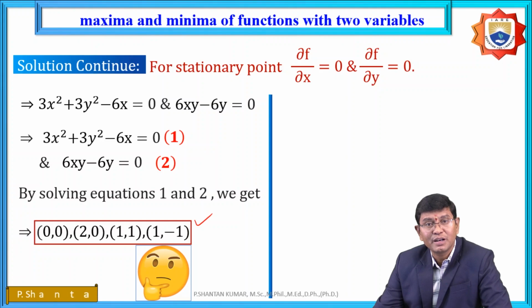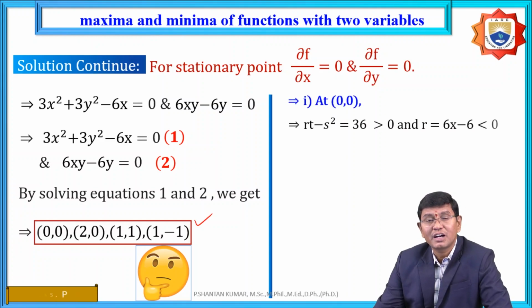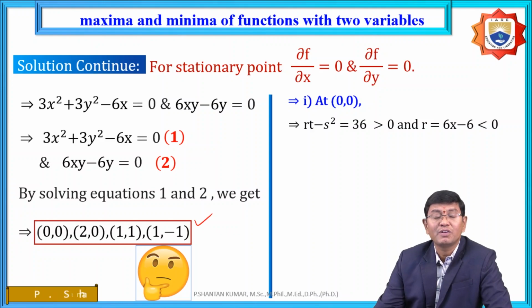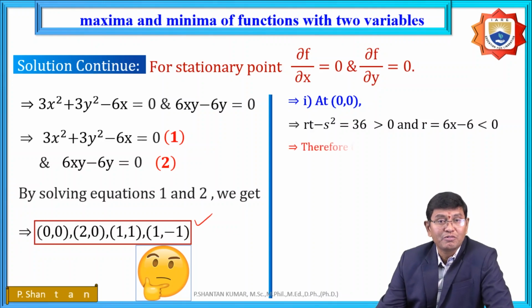Now we need to check these 4 stationary points with the help of r, s, t. At the point (0, 0), the value of rt minus s square is greater than 0, and r is less than 0. That means rt minus s square greater than 0 and r less than 0 is nothing but the function is said to have a maximum.